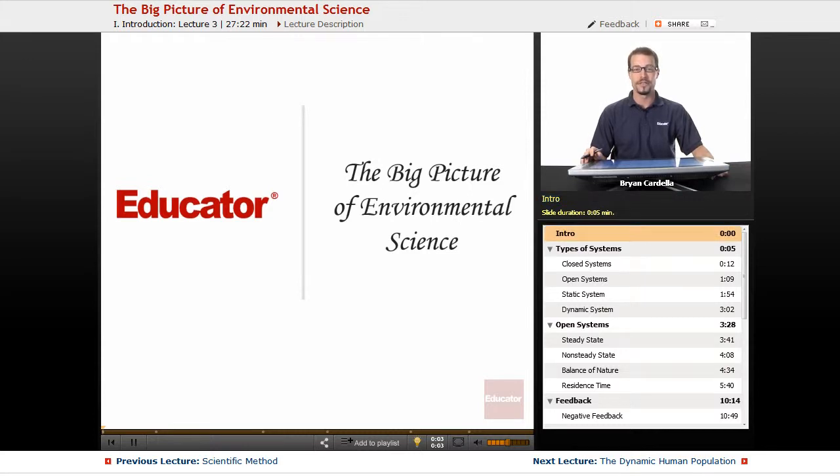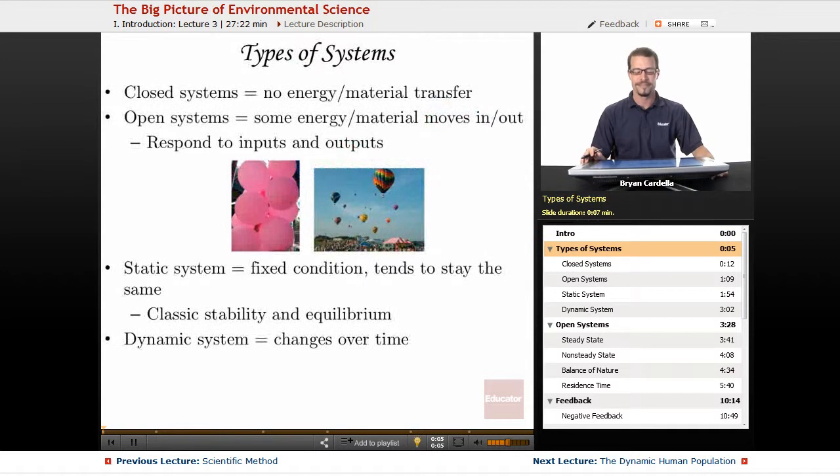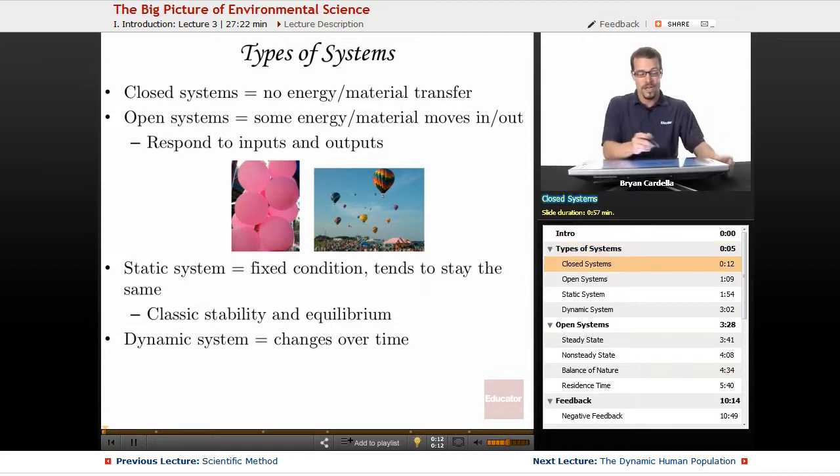This lesson is the big picture of environmental science. So we've got to talk about types of systems. We talk about systems a lot in environmental science, so here are some examples. Closed systems have no energy or material transfer in or out. It stays the same. You can think about a closed system as this balloon.